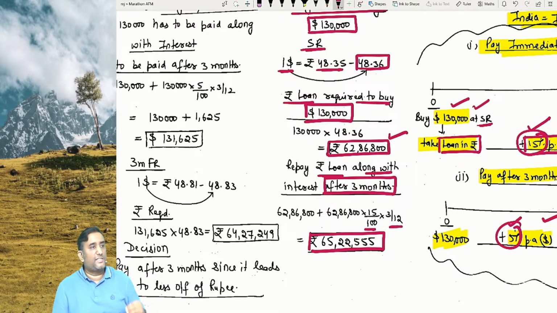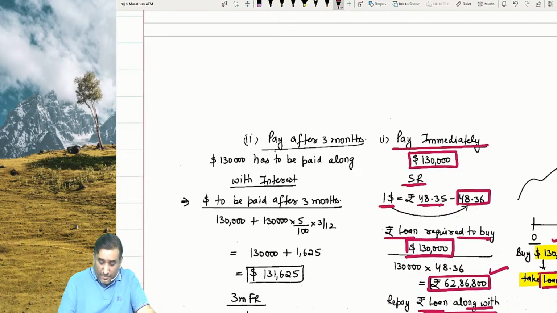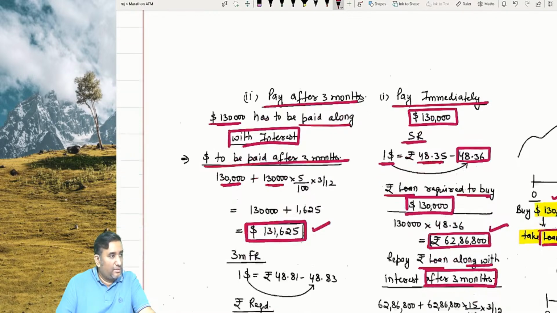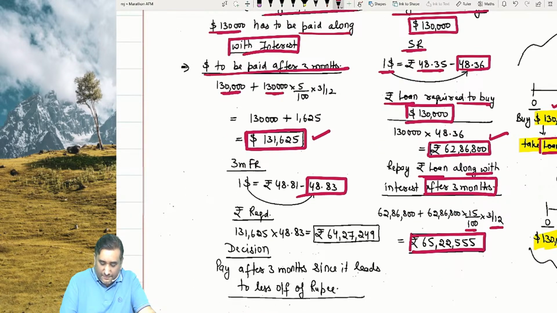Second case is dollar, then make the payment along with the interest. You have $1,30,000 plus 5% for 3 months. Pay after 3 months. 1,30,000 has to be paid along with what? Interest. So this will be equal to 1,30,000 into 5 by 100 into 3 by 12. This becomes equal to what? $131,625. This will be paid at what rate? Forward. The 3 months forward rate, 48.83, is the rupee outflow.